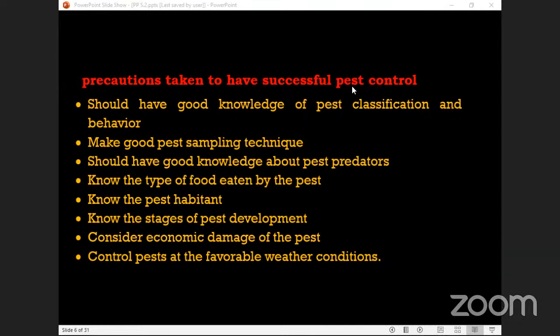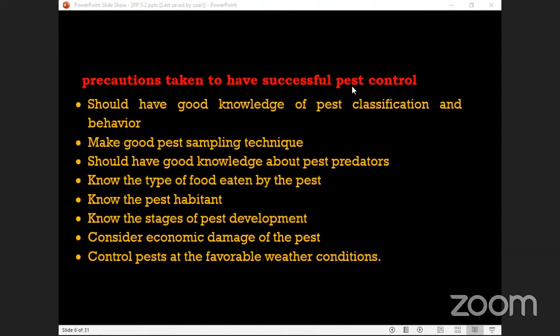And then the other point says, consider economic damage of the pest. Does the pest cause economic damage, or much economic damage, or less? When you put that into consideration, you are able to choose the best pest control measure, and your control measure will be more successful.